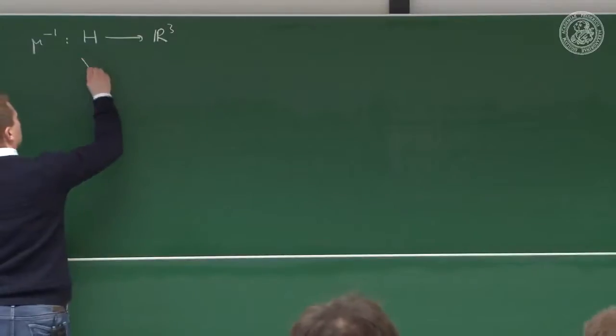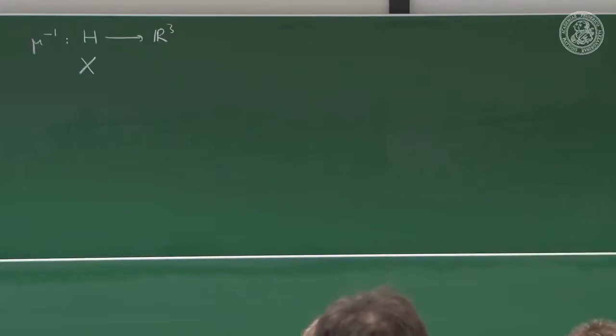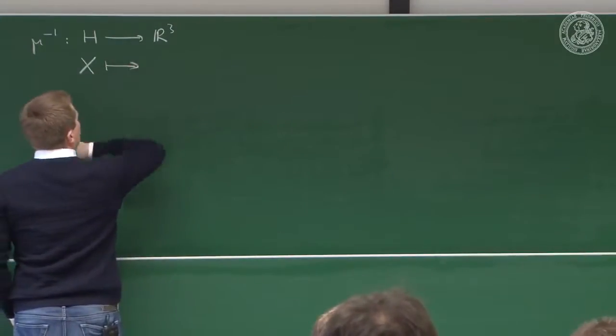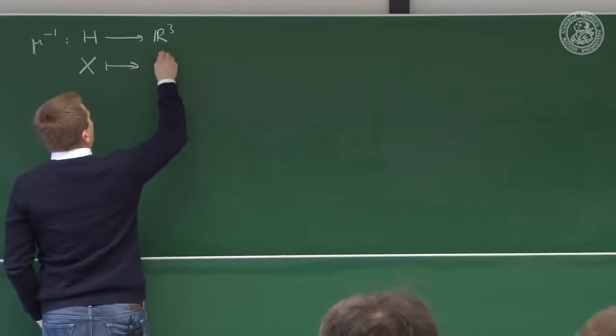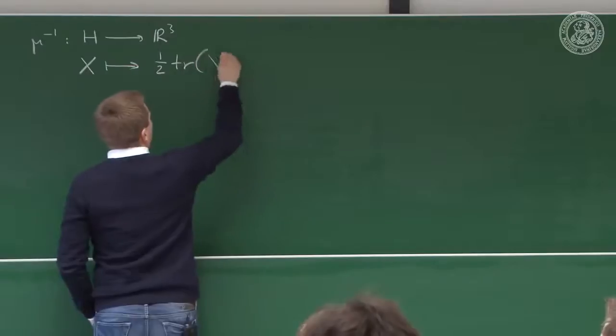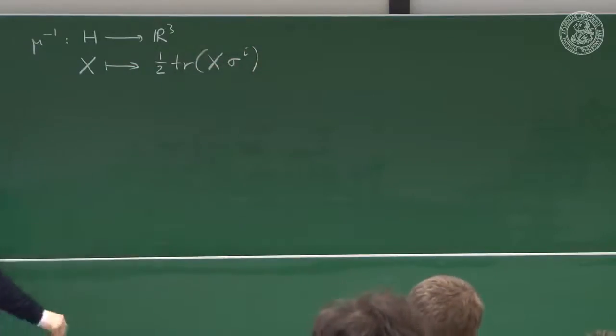Well, now you give a matrix capital X, which is an element of the complex 2 by 2 matrices, but with the restriction that it be Hermitian and trace-free. Okay? And where do you send that guy? You send that guy to 1/2 times the trace of x sigma up I.